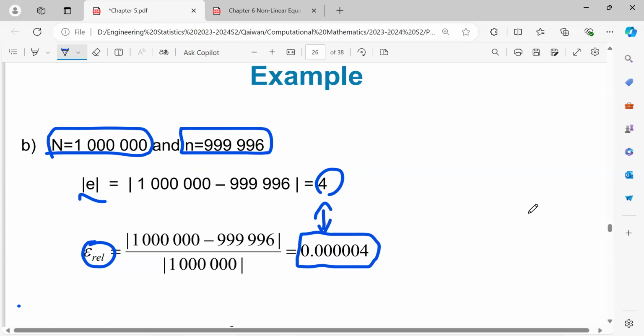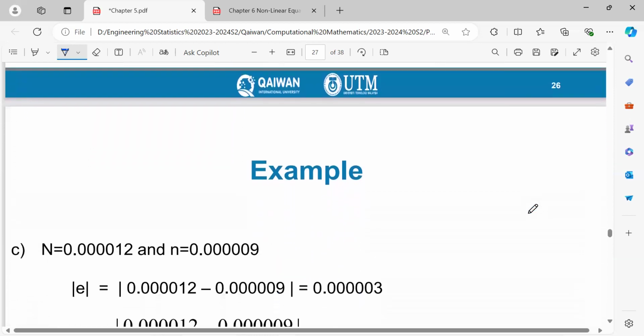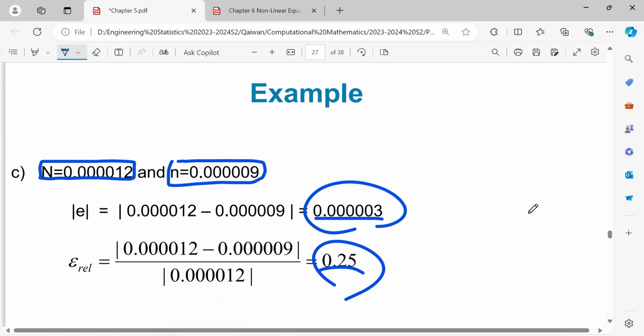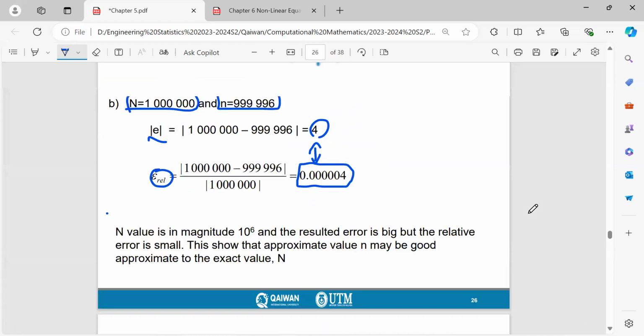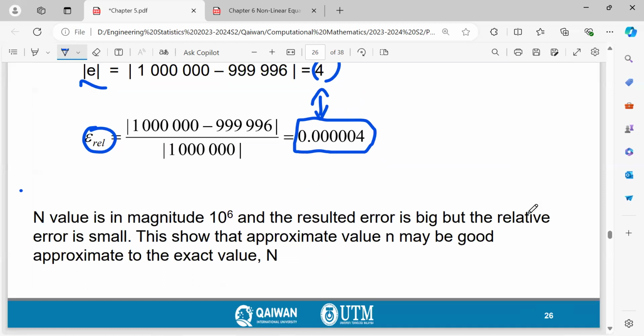It's a good method for finding the error. Look at this one. N to be this value, and little n, which is the approximate value, to be this. Here we find these both. As you see, this is smaller than this. Which one is better? Absolute error is better, in this case. But in the above one, look, as much as the error is smaller, that's better. This one is better. So relative error here is better.